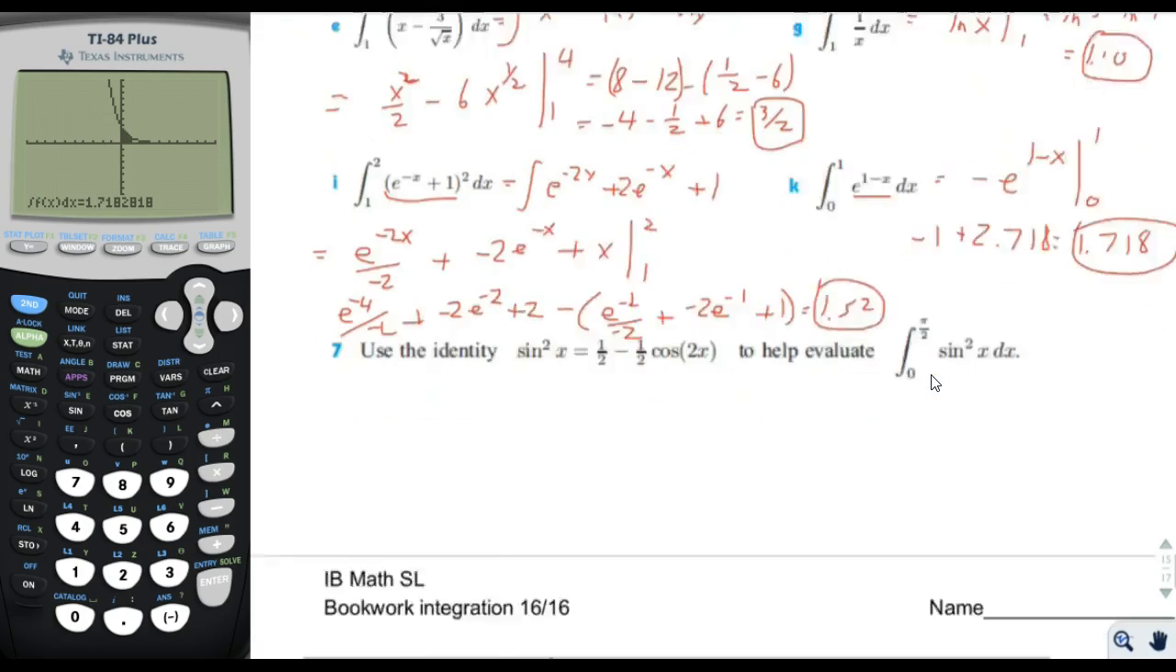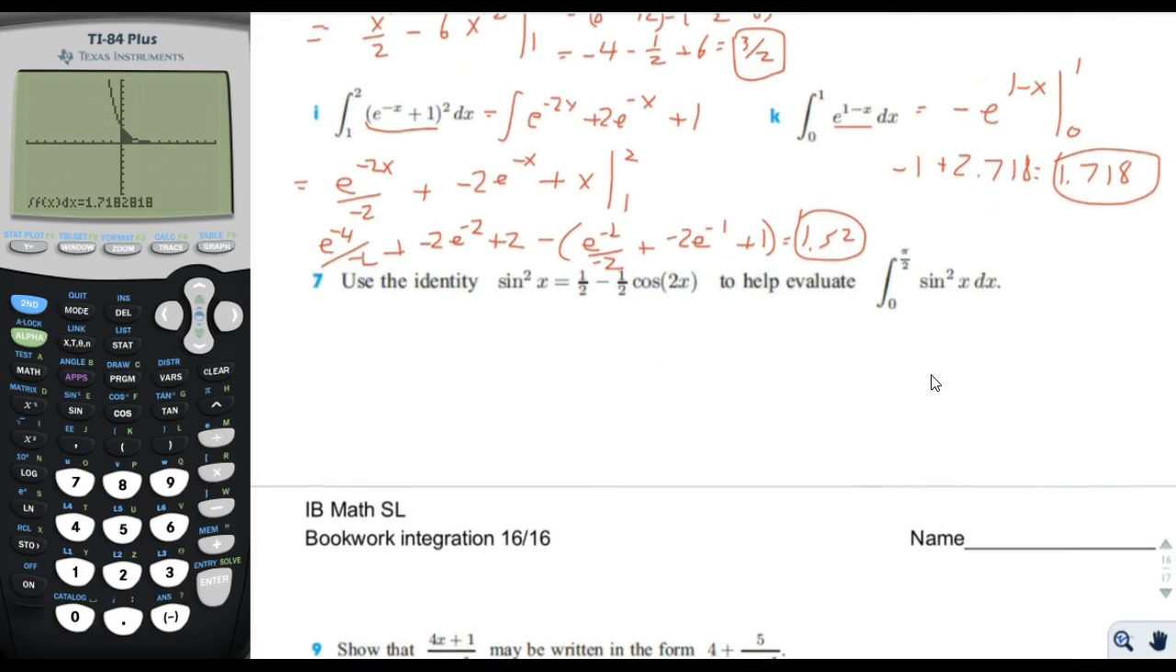Alright? Alright. Last one on this page. Use the identity sine squared equals 1/2 minus 1/2 cosine 2x to help evaluate this definite integral. Because we can't directly integrate sine squared, it's too complicated. It's a trigonometry function inside of a power rule. We can't do things that complicated. Okay. All right. So let's substitute. Instead of sine squared, we're going to have 1/2 minus 1/2 cosine 2x, right? And then we're going to integrate that from 0 to pi over 2.